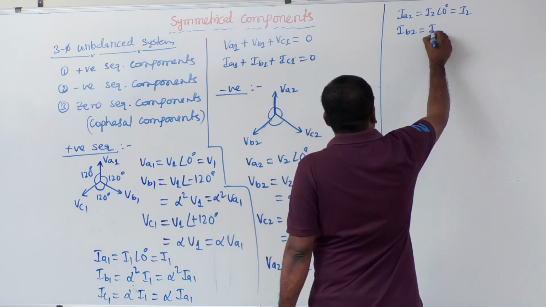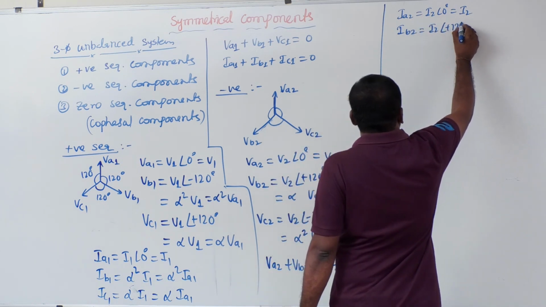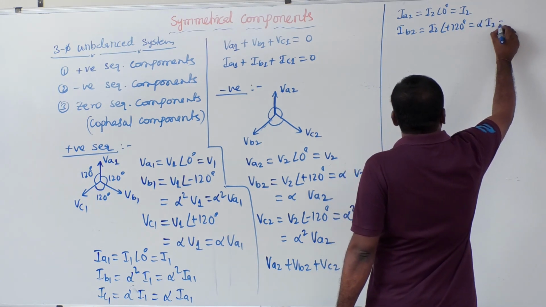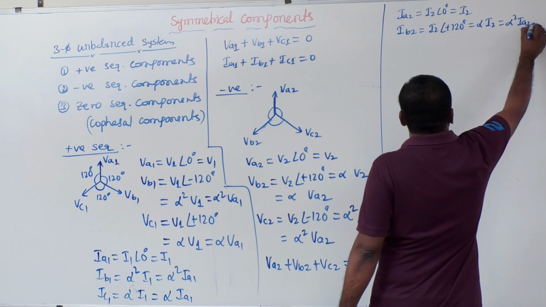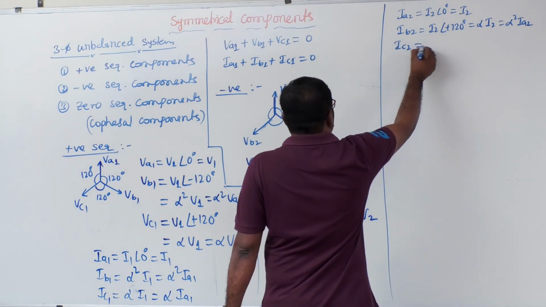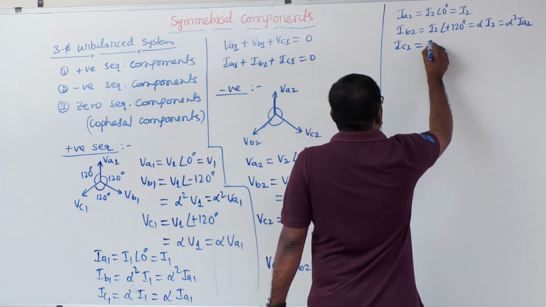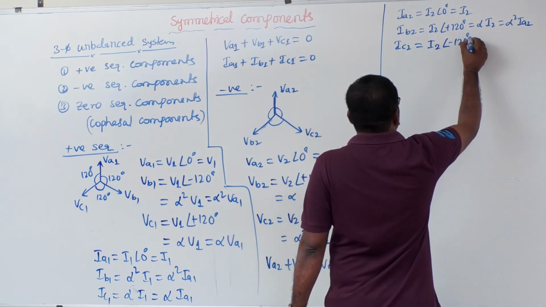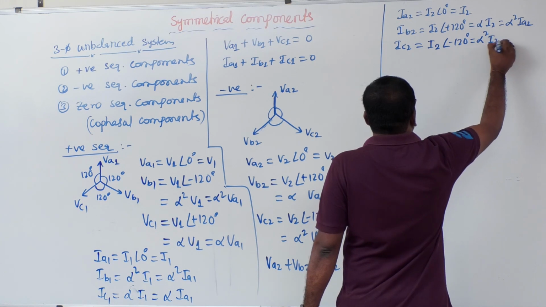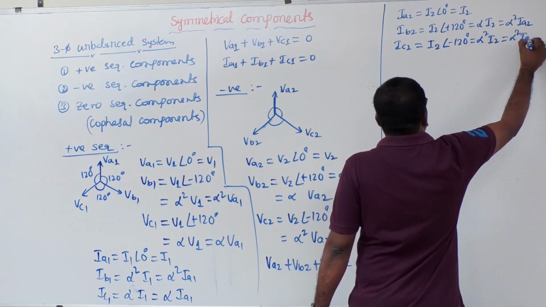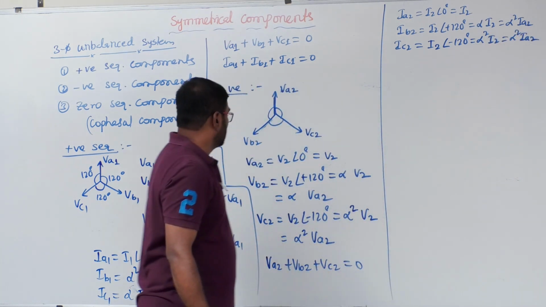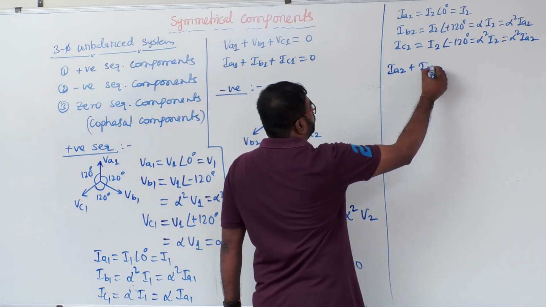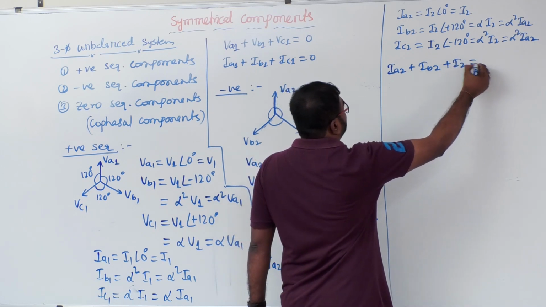IB2 is equal to I2 at an angle of plus 120 degrees. We can write alpha times I2, or alpha square times IA2. Now what about IC2? We can write I2 at an angle of minus 120 degrees, so alpha square I2, so alpha square IA2. Clear?